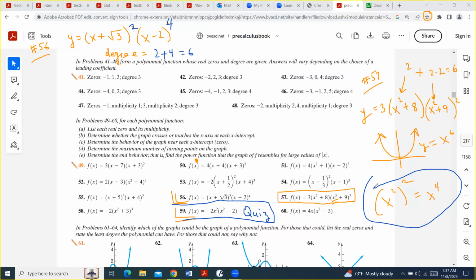The power here was the largest power. Your degree is the largest power. When you do it right, they can stop it.